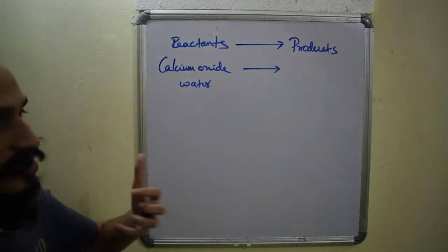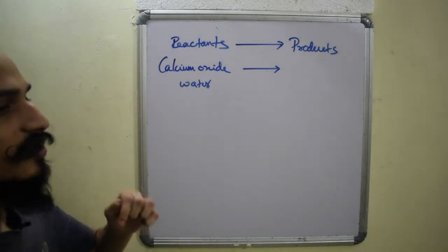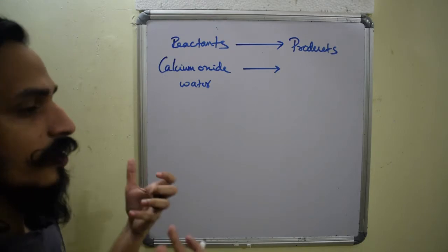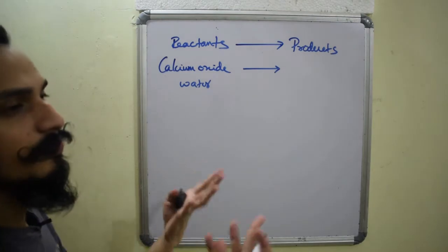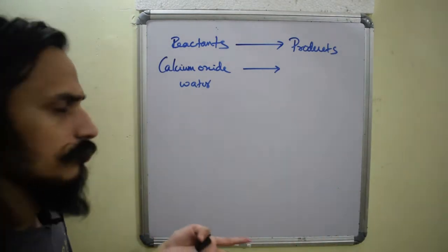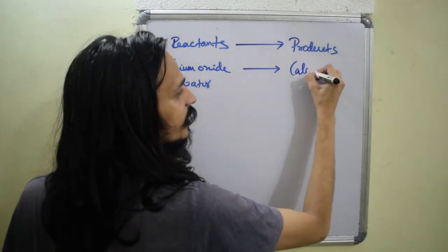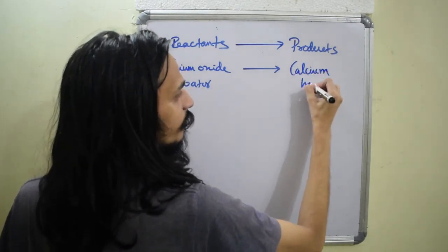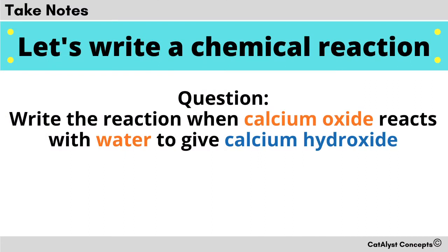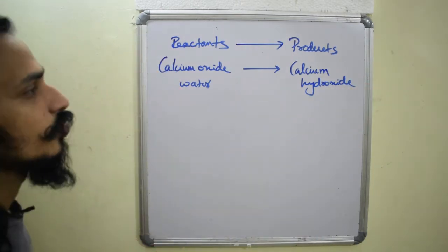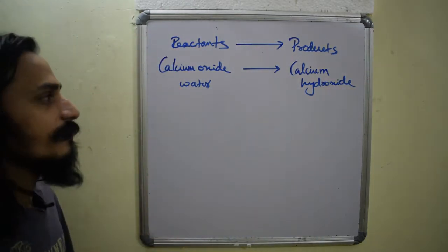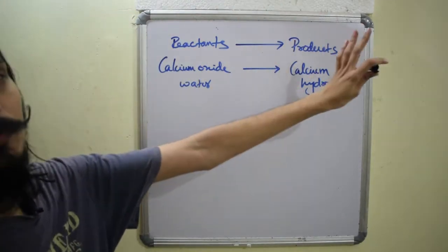So generally when you are asked a question based on this, it will be given to you in this format: write the reaction when calcium oxide reacts with water to form calcium hydroxide, for example. So I know that calcium hydroxide is what I am going to end up with. The first step generally is to have a basic idea of what goes where. So firstly I'll identify what my reactants and products are.